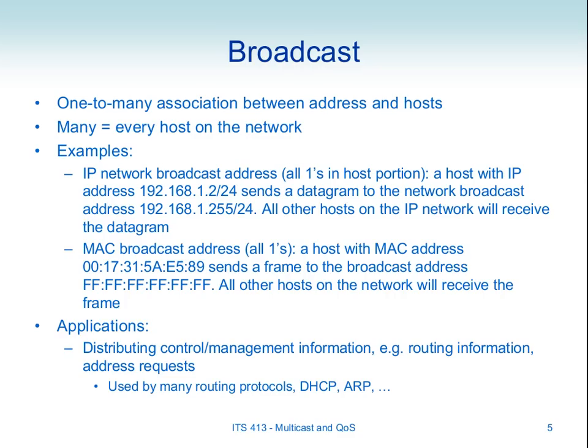And when this host with address 1.1.1.1 receives this datagram, even though the destination address doesn't match it, because the destination address is a special address, it accepts and processes that packet. Whereas with unicast, if you receive a packet and the destination doesn't match your address, you discard that packet.